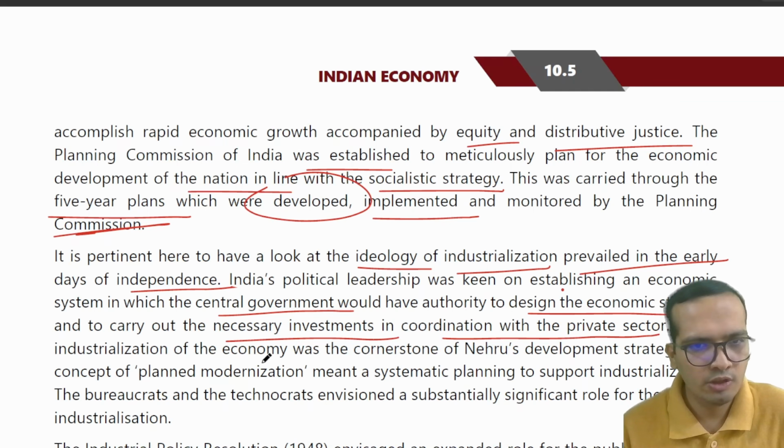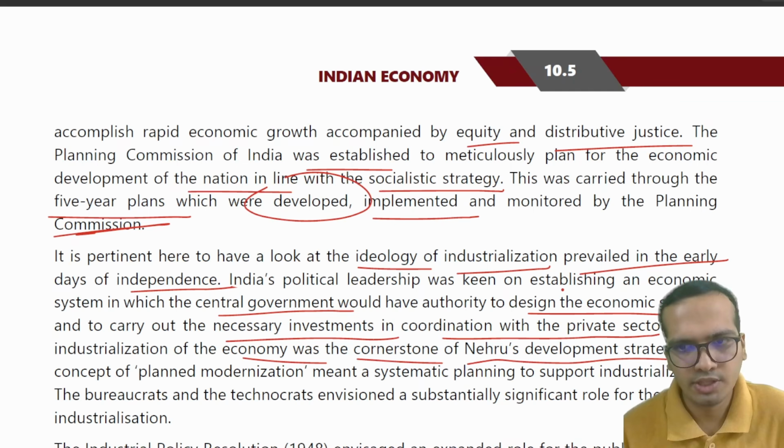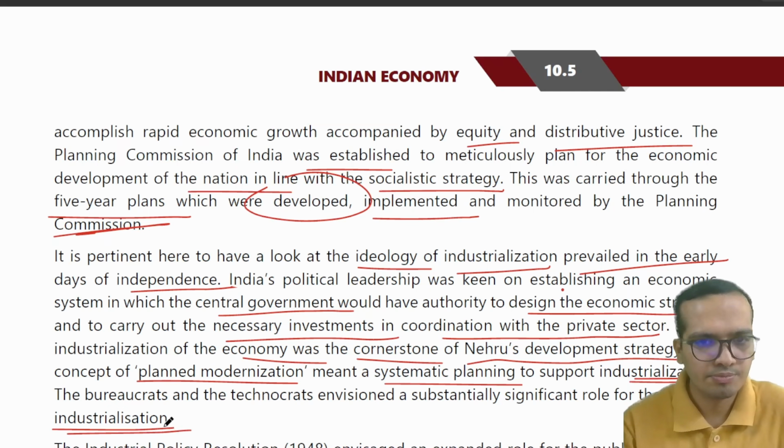Rapid industrialization of the economy was at the cornerstone of Nehru's development strategy. The concept of planned modernization meant a systematic planning to support industrialization. The bureaucrats and the technocrats envisioned a substantially significant role for the state in industrialization.